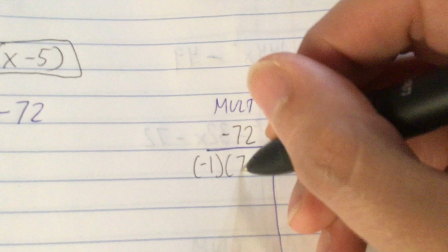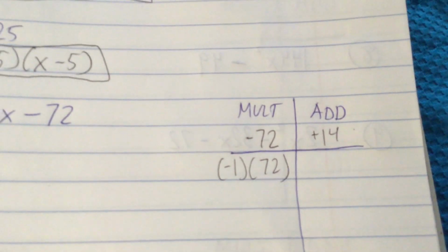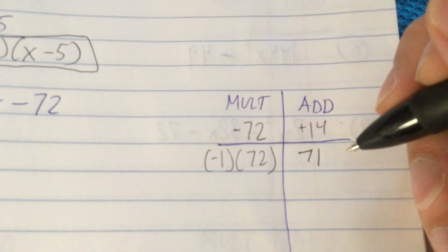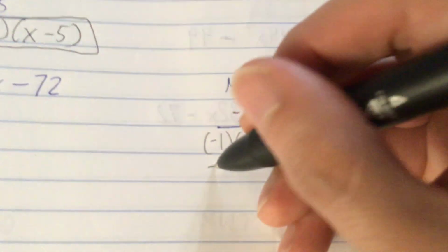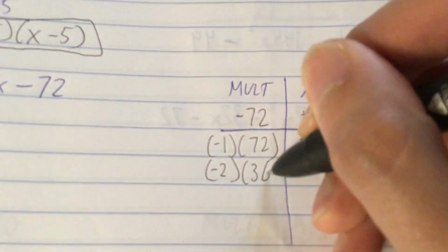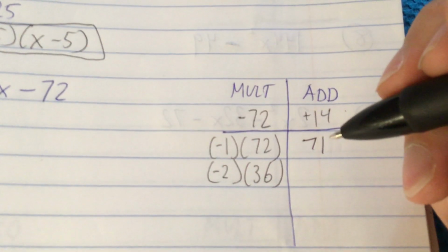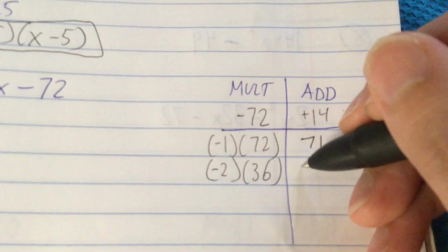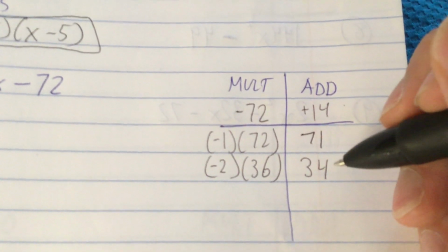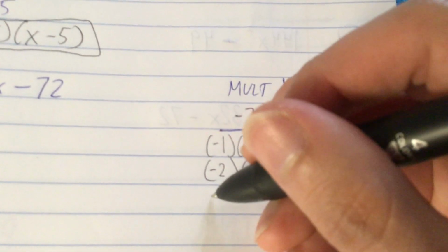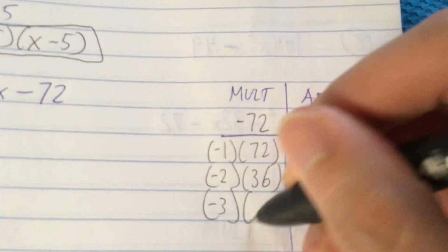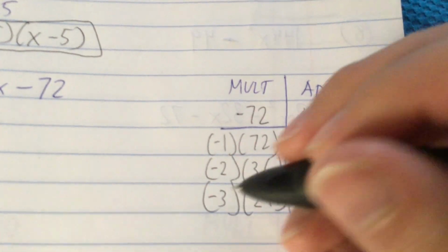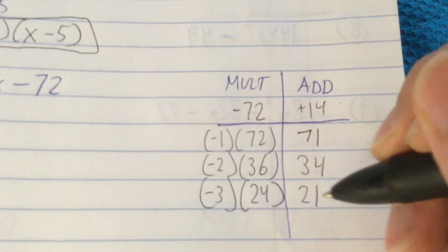Negative 1 and positive 72. Negative 1 times 72 is negative 72, but negative 1 plus 72 is 71. Okay, let's try negative 2 and 36. We divide by negative 2, and we get negative 2 times 36. That's going to be negative 72, but they add together to form positive 34. Okay, let's divide by 3. Negative 3 and positive 24. Negative 3 times 24 is negative 72. Negative 3 plus 24 is 21.